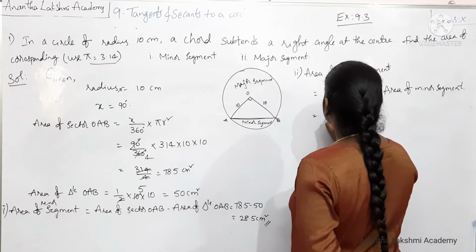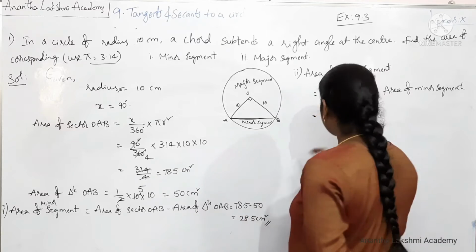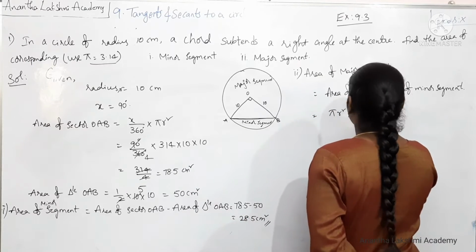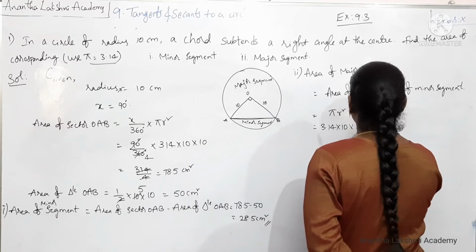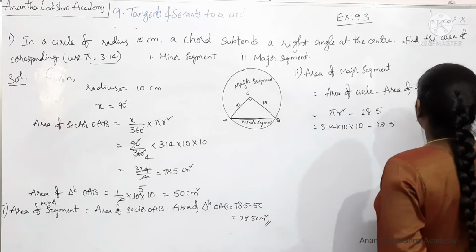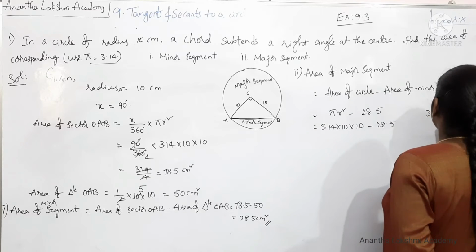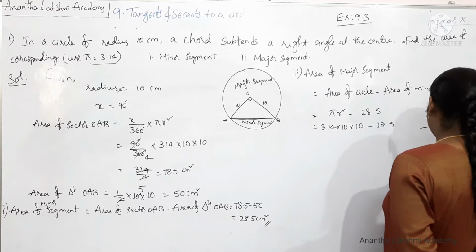So area of the circle is pi r square, right? Minus area of minor segment is 28.5. So this is again 3.14 into 10 into 10 minus 28.5. That is 314 minus 28.5. If you do the subtraction, this is 13.